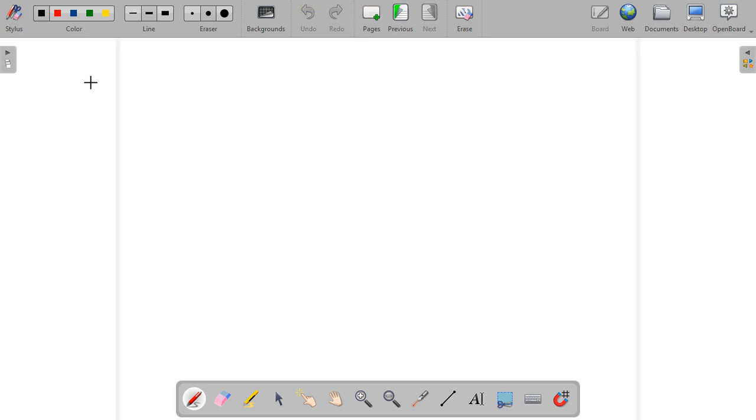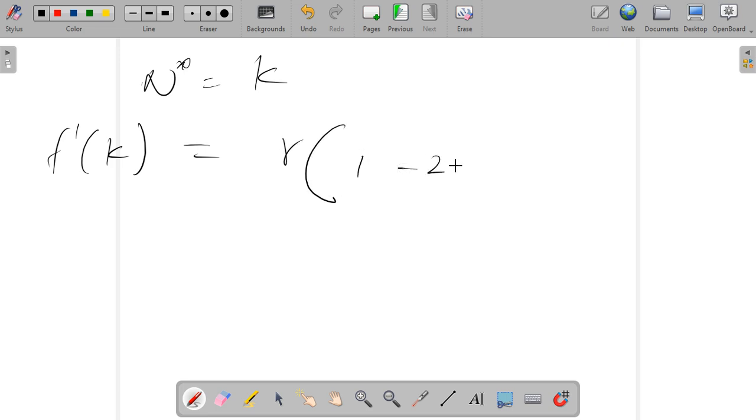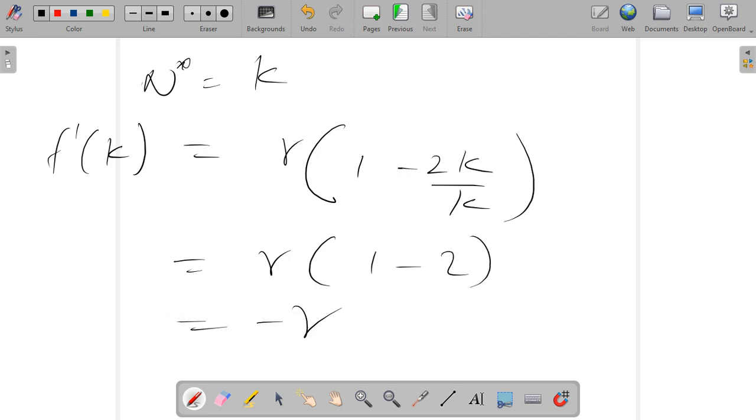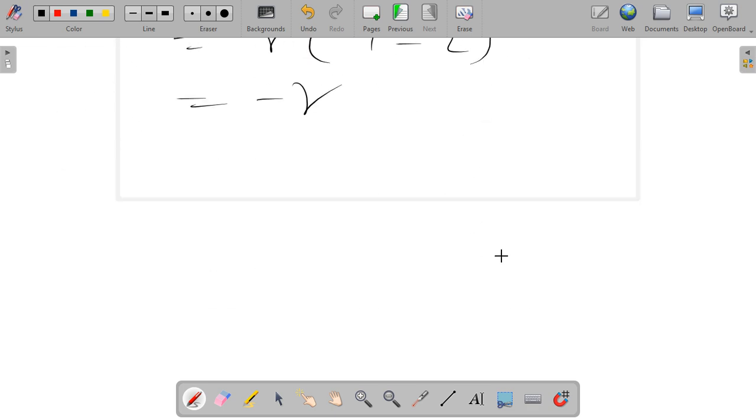The next one is we now test when N is equal to K. So when n star is equal to K, we want to test the stability. We have that f prime of K is equal to r(1 - 2K/K), which is r(1 - 2), so that will give you minus r.